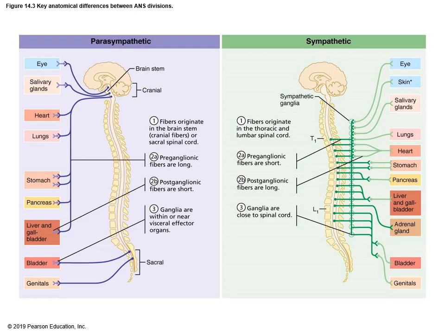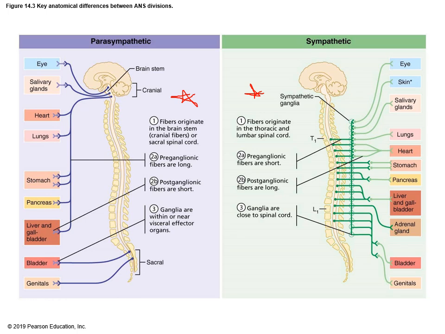Here is a look at some of the anatomical differences. I'm going to put a little star in here because this will really highlight the differences between the sympathetic and the parasympathetic. This, as well as a table that's found at the end of chapter 14, will be very helpful in tracking some of the differences as well as similarities between these responses.